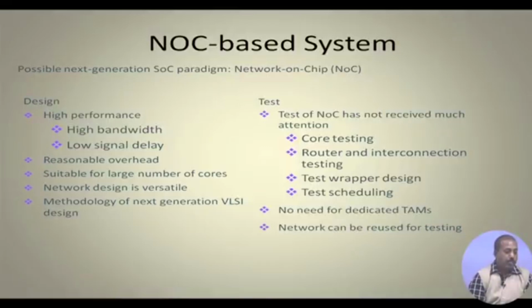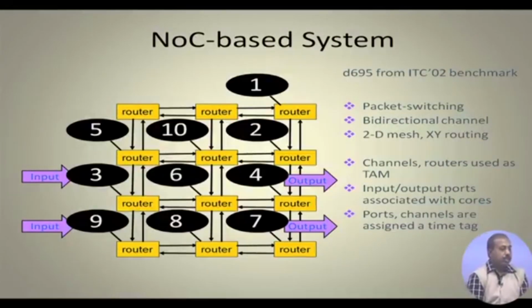On the plus side, we have no need for a dedicated TAM, because the underlying network itself will be used for transporting the test patterns and responses. So, there is no need for a dedicated TAM, and the network can be reused for testing. The underlying network in the NOC, that we can use for testing purpose as well. So, this is a typical situation.